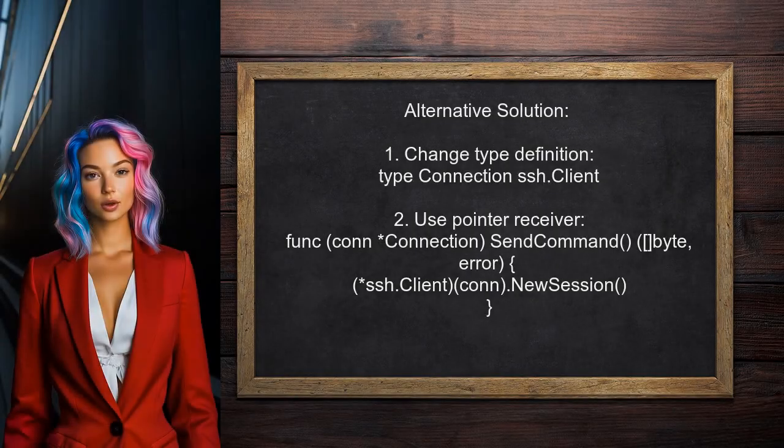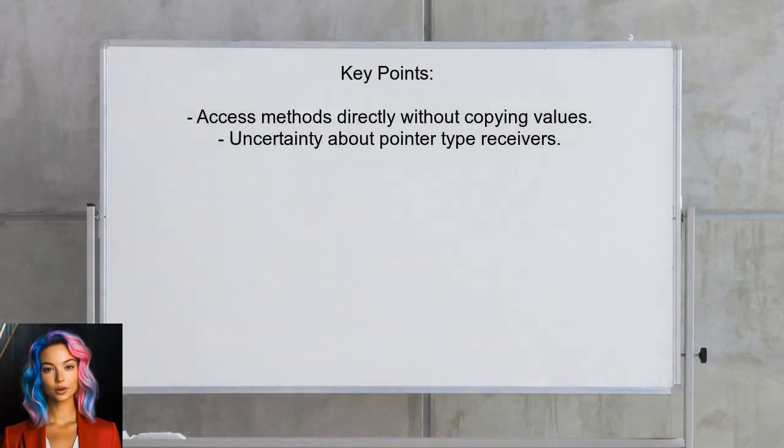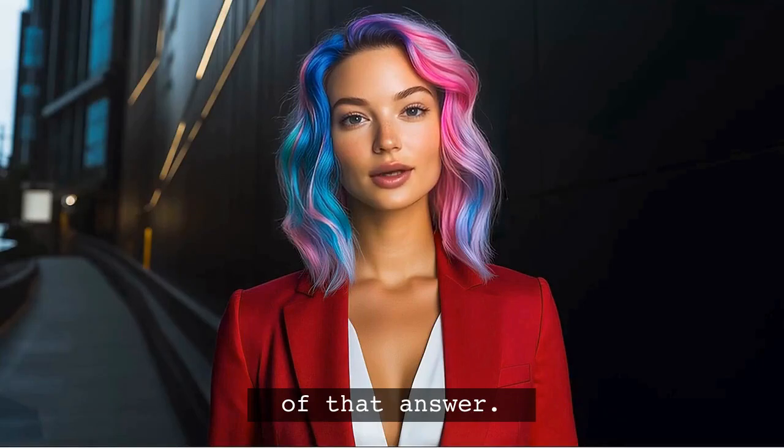An alternative solution provided by another user involves changing the type definition of connection to be based on ssh.Client instead of a pointer. They suggest using a pointer receiver for the send command method. This approach allows direct access to the methods of ssh.Client without copying values. However, the user notes uncertainty about creating functions with pointer types as receivers. That's the end of that answer.